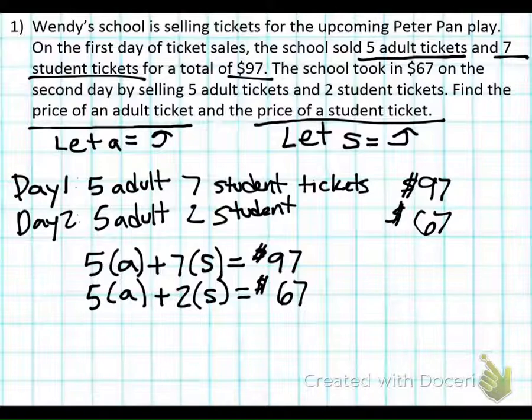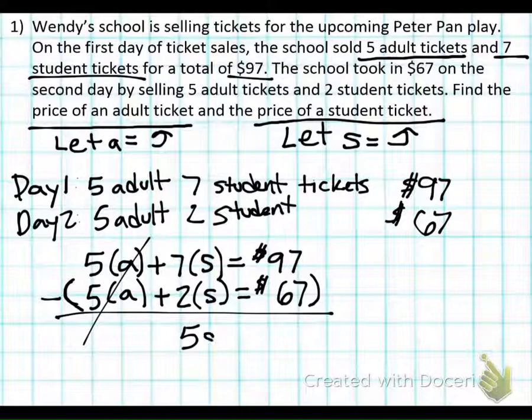This is elimination, so I can subtract this whole second equation, and I get the A's canceling out. Then I have 7S minus 2S, which is just 5S.